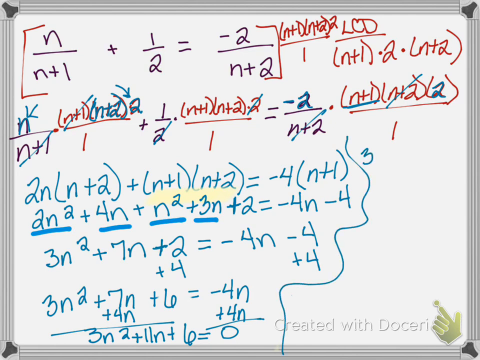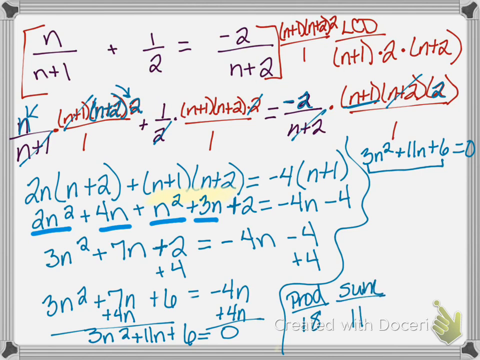I have 3n squared plus 11n plus 6 equals 0. I have to factor this. This isn't going to go away. These are the factorings that don't go away. I have to do 3 times 6. What's 3 times 6? 18. So my product is 18. You're correct. Sorry. My sum is positive 11. What two numbers multiplied together give me 18, added together give me positive 11? N plus 9 and n plus 2.